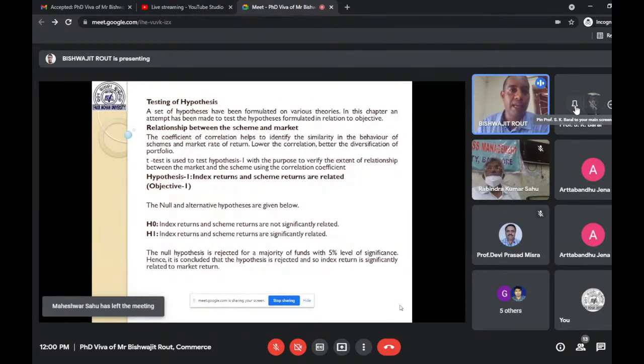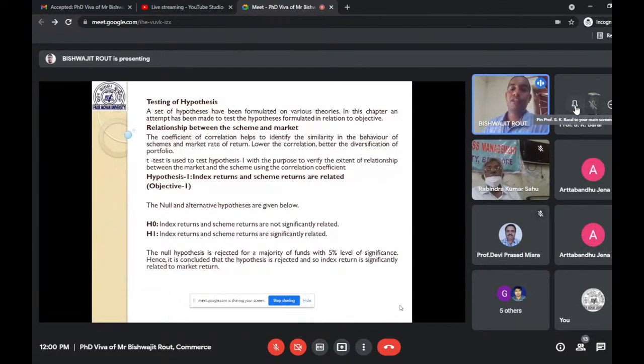In this chapter, an attempt has been made to test the hypothesis formulated in relation to the objective. So the first one is the relationship between the scheme and the market. The coefficient of correlation helps to identify the similarity in the behavior of the scheme and market rate of return. The lower the correlation, the better the diversification of the portfolio. When the correlation value is lower, then we can diversify the portfolio.